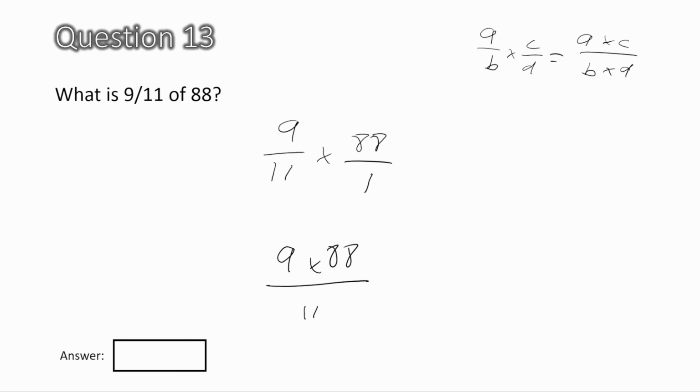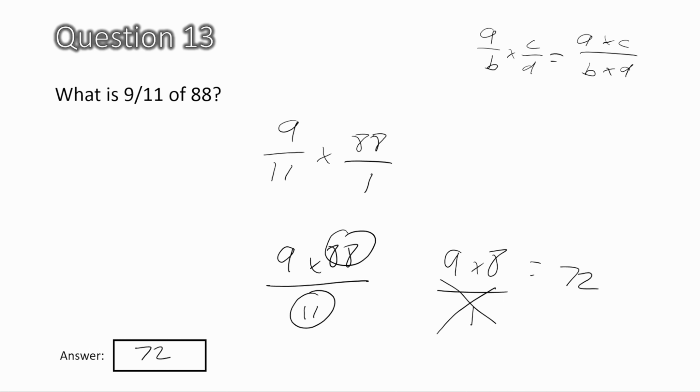So I just got rid of the times 1. Now what we can do is divide this 88 by the 11. 88 divided by 11 is 8, which means that we have 9 times 8 divided by 1. And when we have over 1, we can just cross it out completely. So now we have 9 times 8, which equals 72. So 9/11 of 88 is 72.